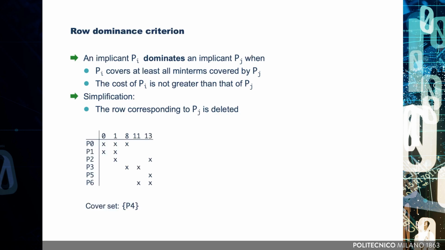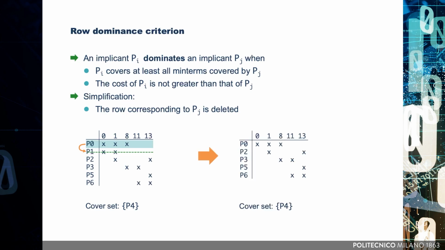Let's continue with the previous example. P0 covers minterms 0, 1, and 8. P1 covers only 0 and 1. Since P0 and P1 have equal cost, P1 is dominated by P0 and can be eliminated from the table. This leads us to the updated table shown here. As you can see, we have simplified the table, but we have not made any actual selections yet, so the current cover set remains unchanged.